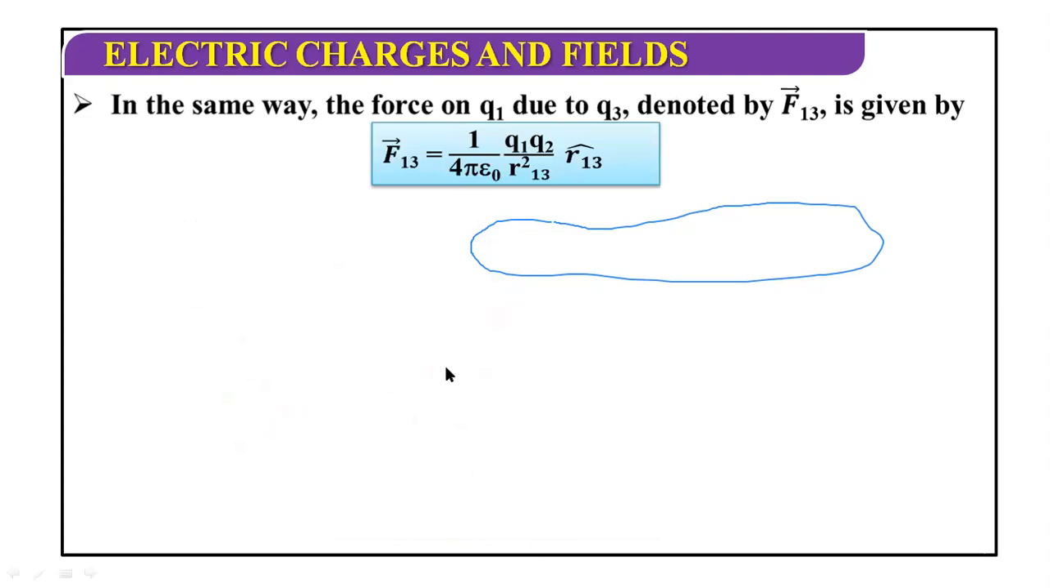Similarly, we can find F13. F13 is also equal to 1 upon 4 pi epsilon naught. Now here it is Q1 Q3. It is not Q2, it is Q3. It is wrongly written as Q2, but we are studying the force on 1 due to the third charge. So we will take Q1 Q3. So 1 upon 4 pi epsilon naught Q1 Q3 upon R13 square and R13 unit vector.